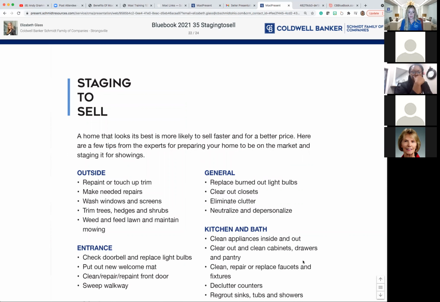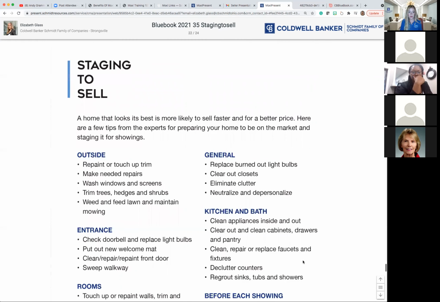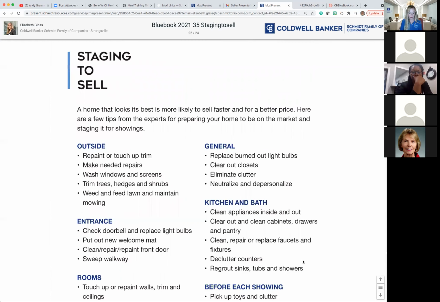Next, staging to sell. I love this one because I have literally gone through houses where, and I say this example every single time, the cat litter box is in the kitchen. Very off-putting. It distracts you from looking at the wall detail and the layout. You've got different things that are just cluttered. Maybe the sink could be beautiful, but it's full of dishes.